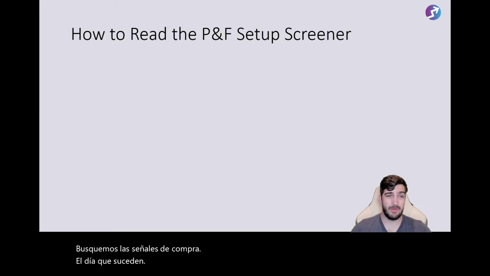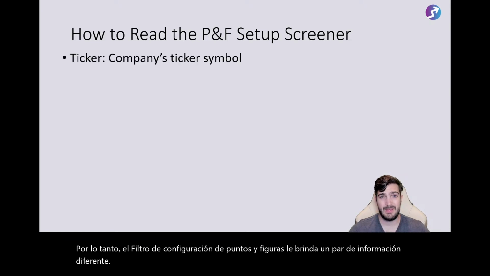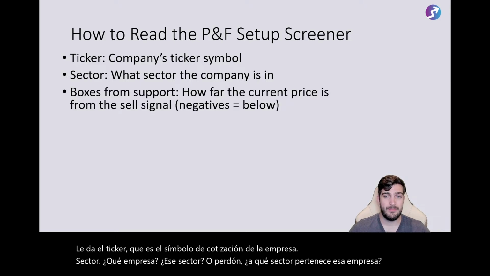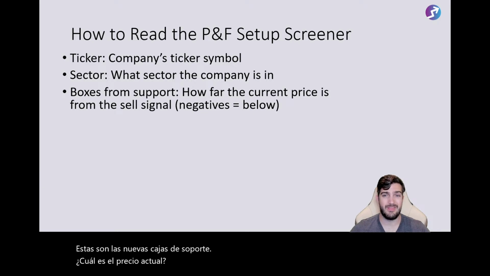So, the point and figure setup screener gives you a couple of different pieces of information. It gives you the ticker, which is the company's ticker symbol. Sector, what sector that company belongs to. This is the new ones. Boxes from support. How far is the current price from the sell signal?